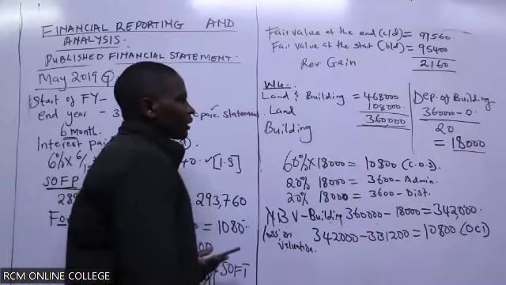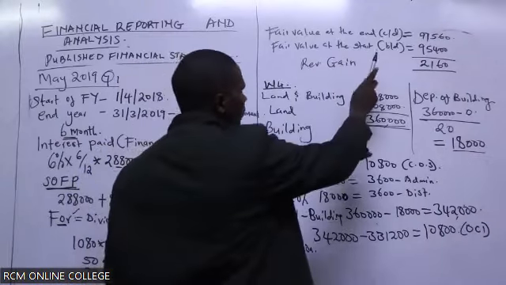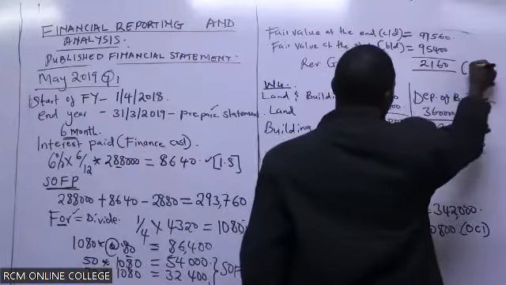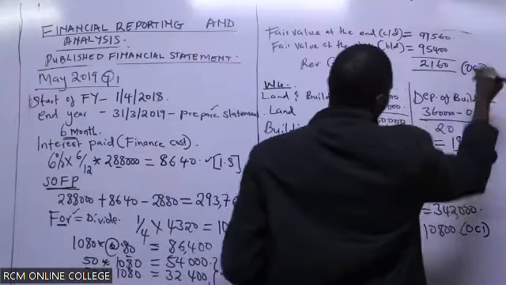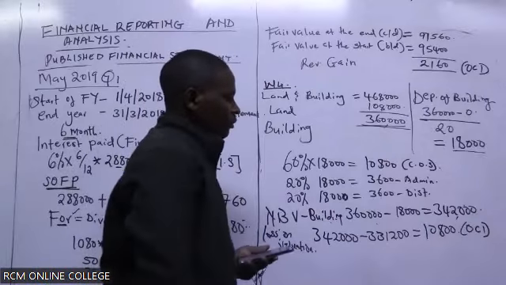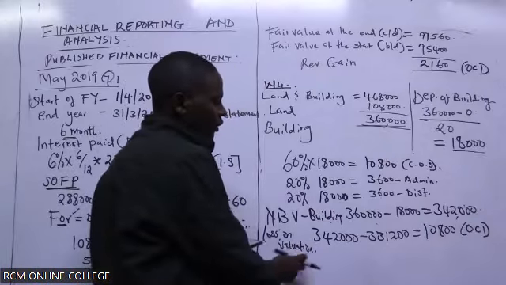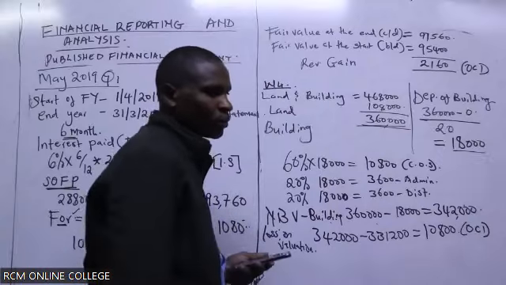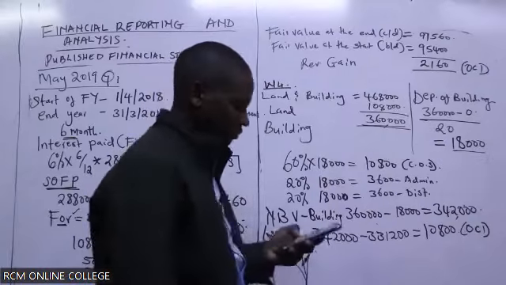We shall be subtracting. So we have a gain here, and in the other comprehensive income we shall add, so we have a loss here. And this valuation will go to what? To the balance sheet. We shall see how to account for that.